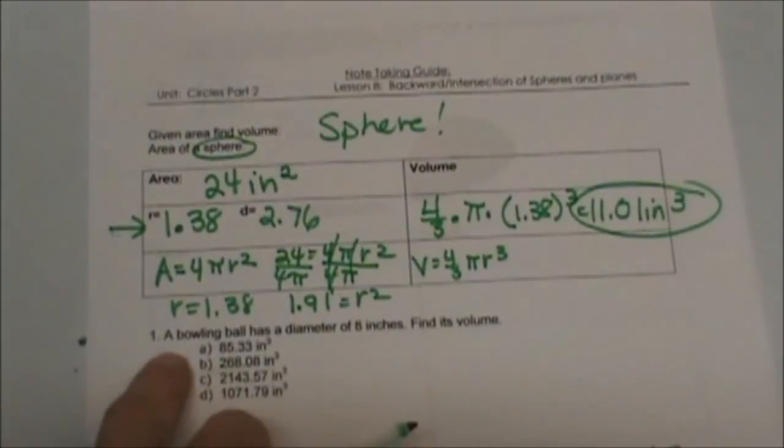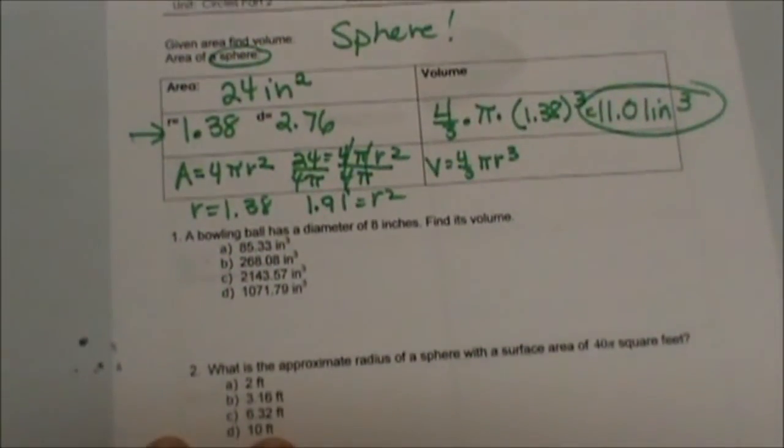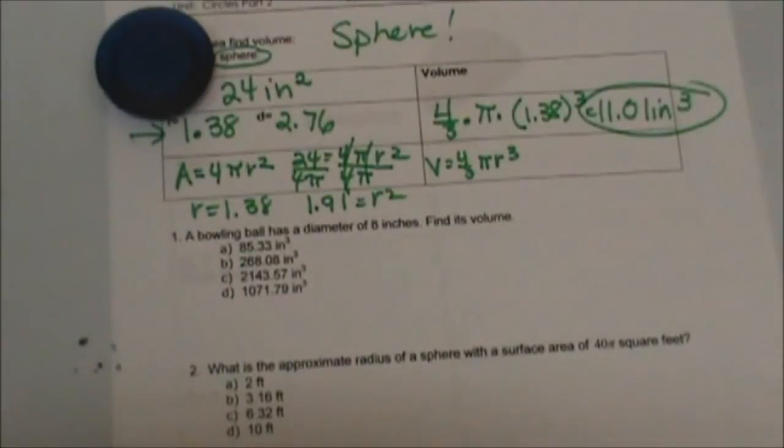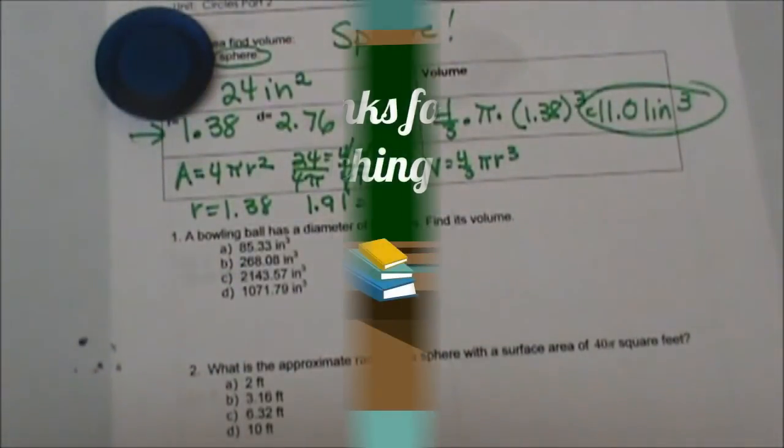Okay, now let's look at the word problems here. Let's see how we can do, and these are nice because they're multiple choice. Okay, a bowling ball has a diameter of 8.